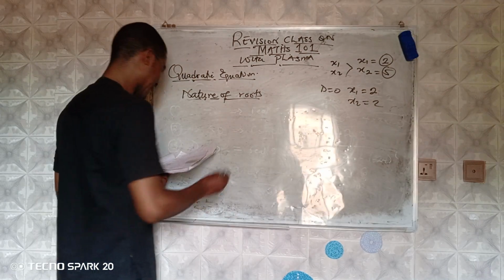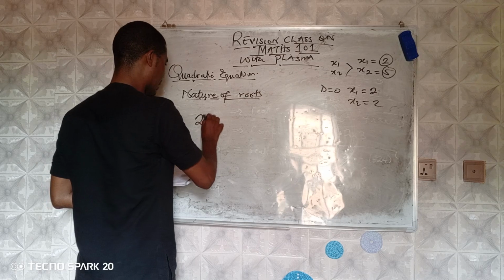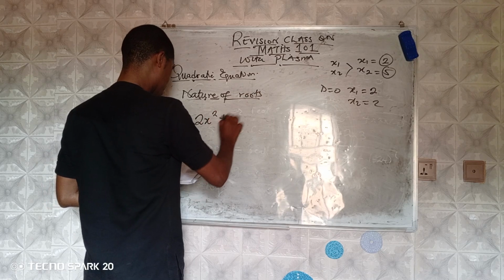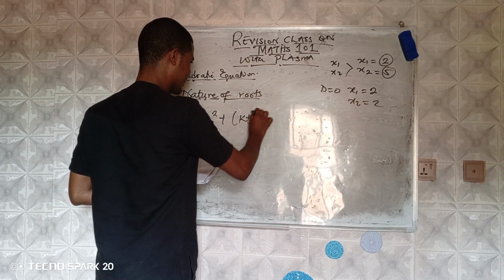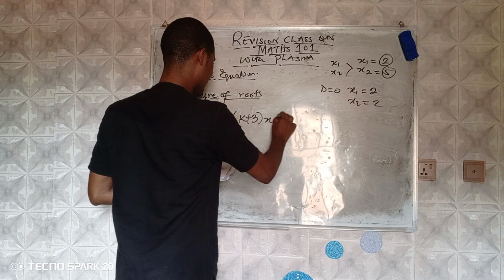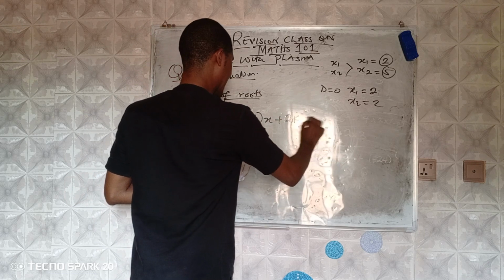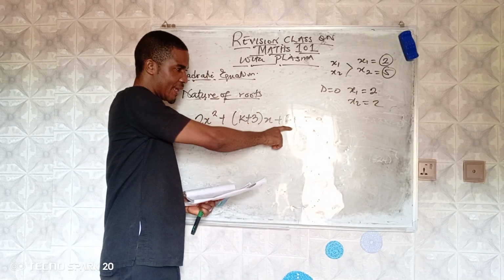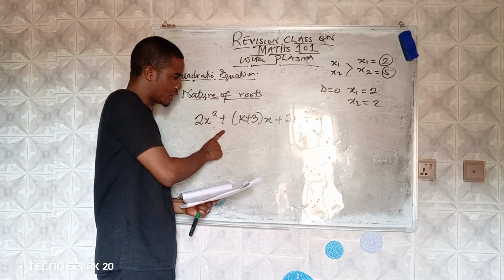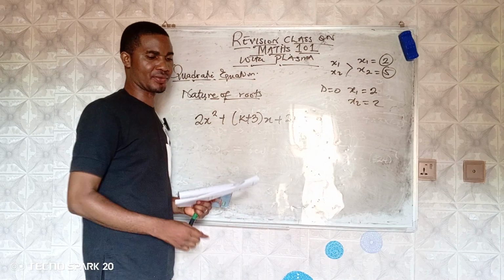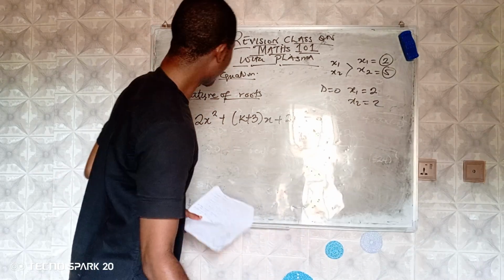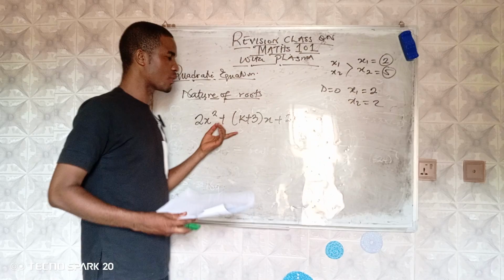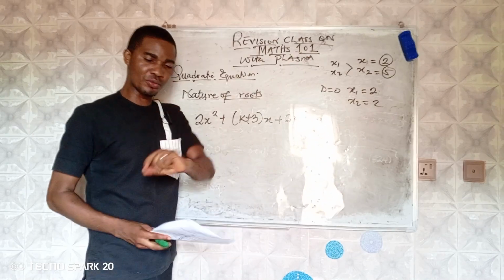Find the value of k. Let's look at what they gave us: 2x squared plus (k plus 3)x plus 2k equals 0. The question says, find the value of k for which this equation will have equal roots.